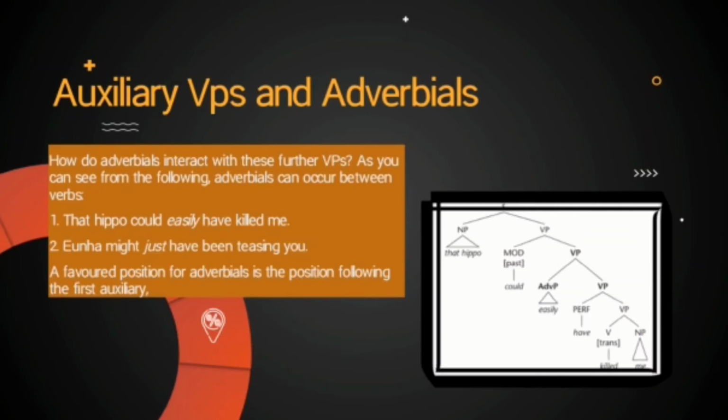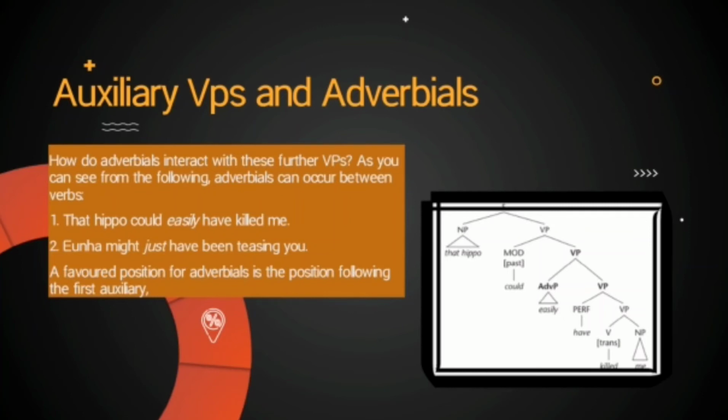Auxiliary verb phrase and adverbials. How do adverbials interact with this further verb phrase? As you can see from the following, adverbials can occur between verbs. 1. That hippo could easily have killed me. 2. Eunha might just have been teasing you. A favorite position for adverbials is the position following the first auxiliary.